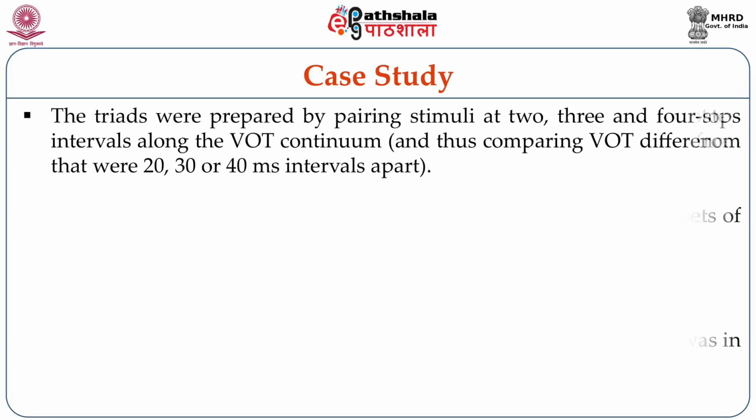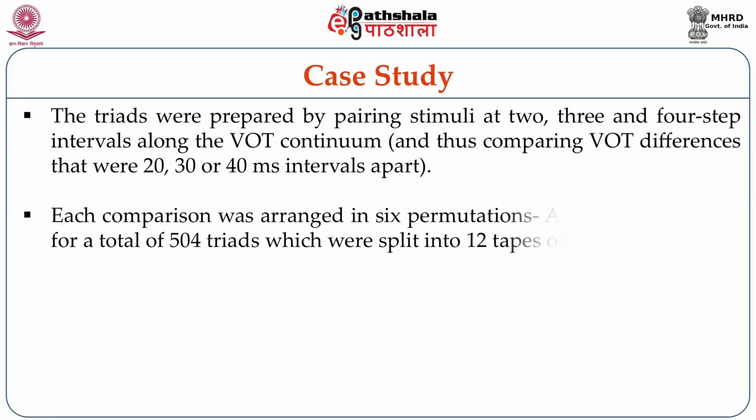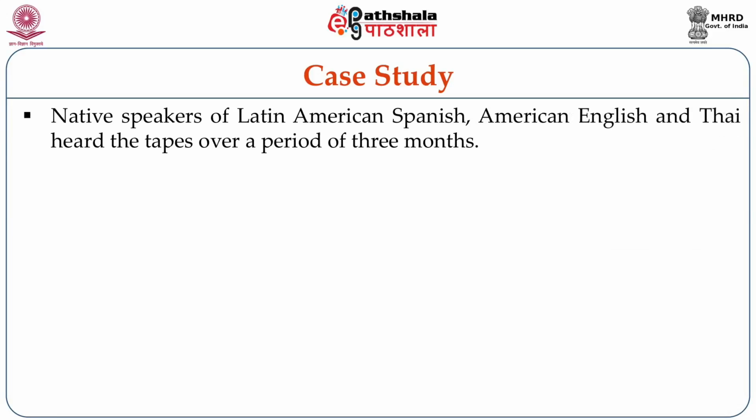The triads were prepared by pairing stimuli at 2, 3, and 4 step intervals along the VOT continuum, and thus comparing VOT differences that were 20, 30, or 40 millisecond intervals apart. Each comparison was arranged in 6 permutations, AAB, ABA, BAA, etc., for a total of 504 triads, which were split into 12 tapes of 42 triads each. Native speakers of Latin American Spanish, American English, and Thai heard the tapes over a period of 3 months.